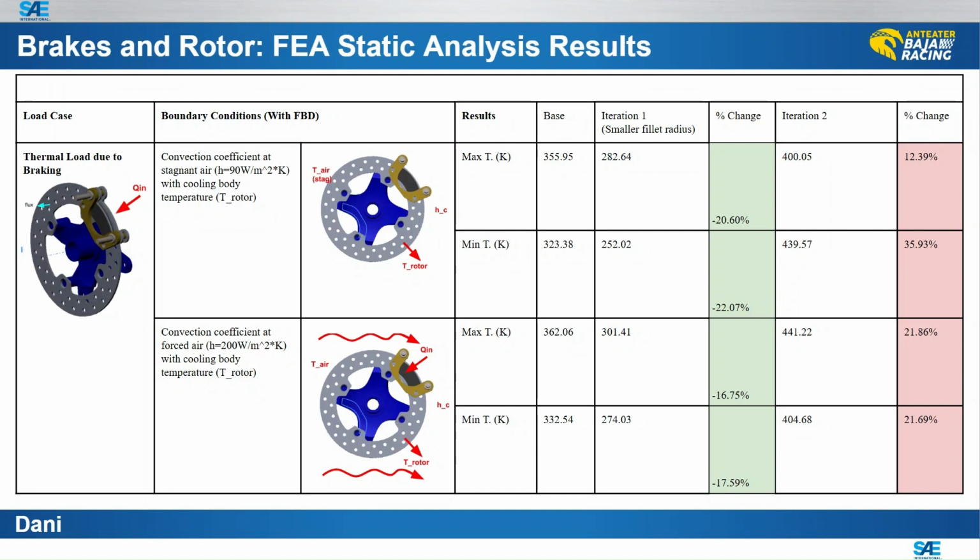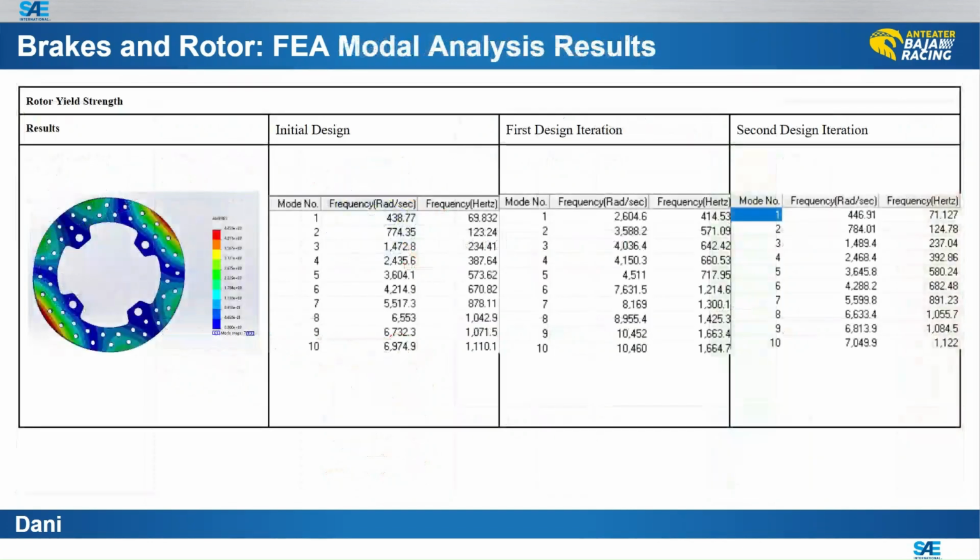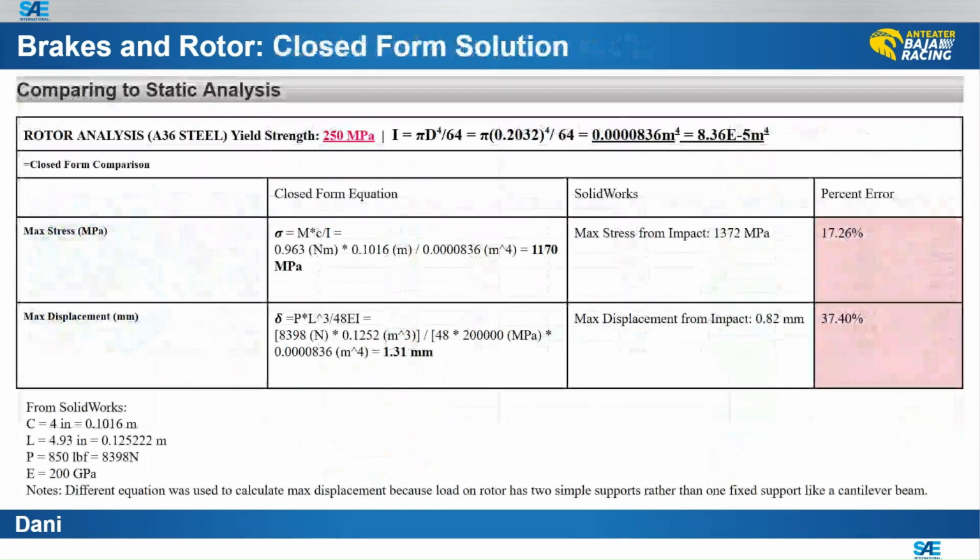While the change in radius improved the heat dissipation, the whole pattern change did the opposite and increased the rotor temperature by about 150 to 200 Kelvin, hence the negative percent change. Here are the modal analysis results for the rotor. I compare the impact case to the closed form solution I calculated below. I calculated the max stress to be about 1,170 megapascals, which does yield.